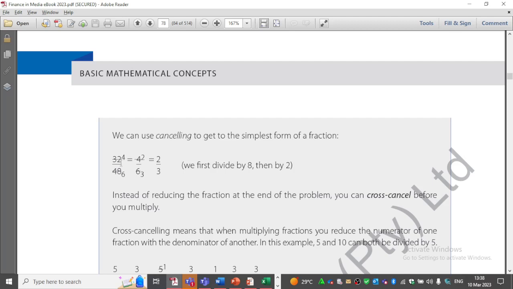So we simplify this until we get it back to the simplest form, which is normally 2 whole numbers in a fraction. That's what we call simplification of a fraction.